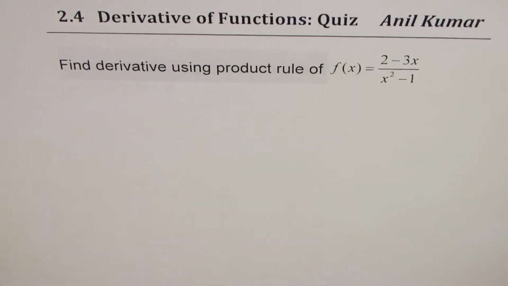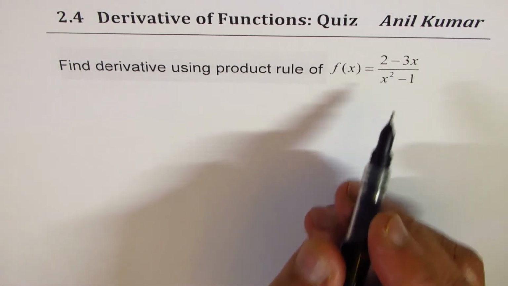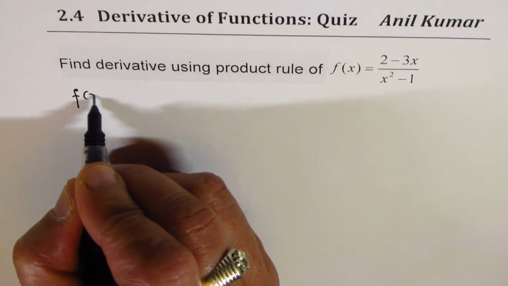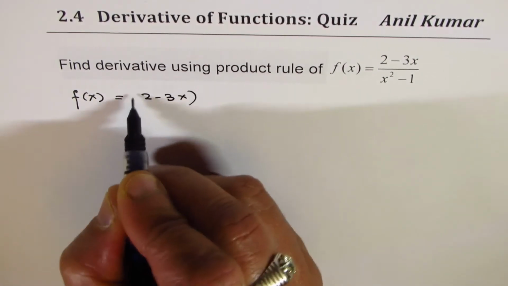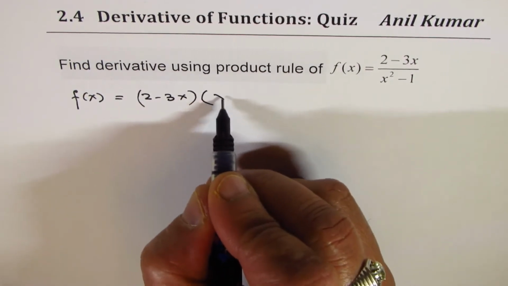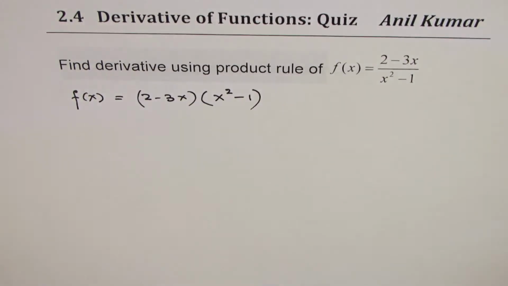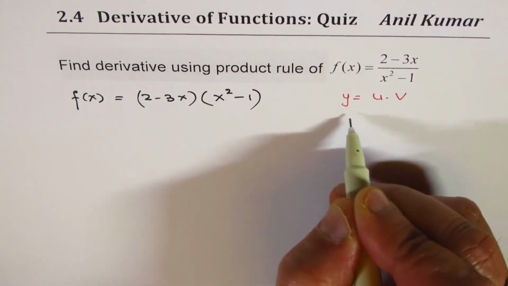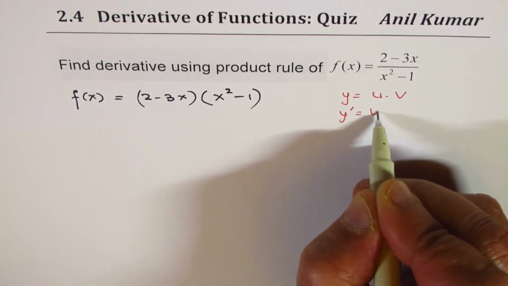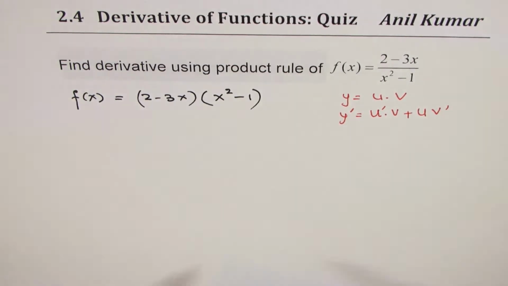Next question here is, we need to apply the product rule, but we are given in the quotient form. So we can rewrite this question as f of x equals 2 minus 3x times x squared minus 1. Now the product rule is, if we have y equals u times v, then the derivative is derivative of u times v plus u times derivative of v, correct?